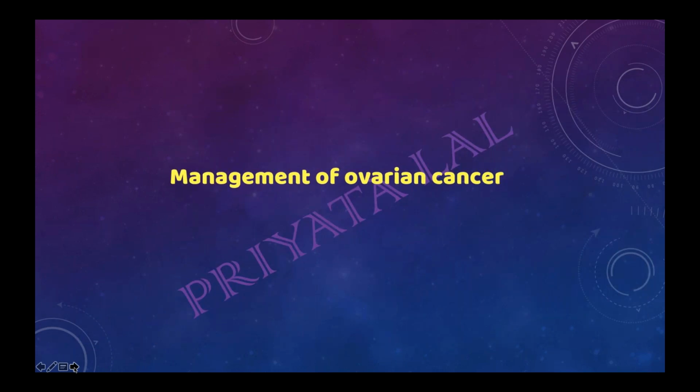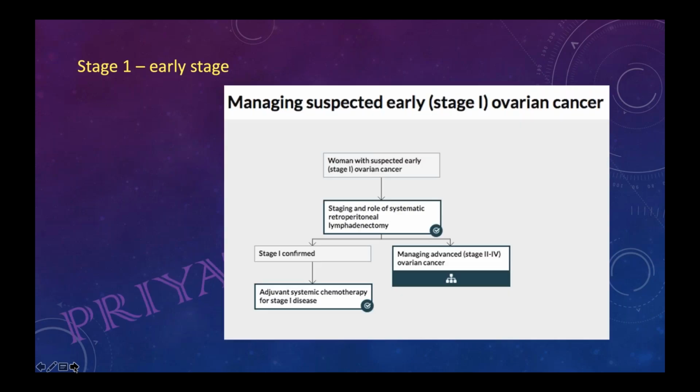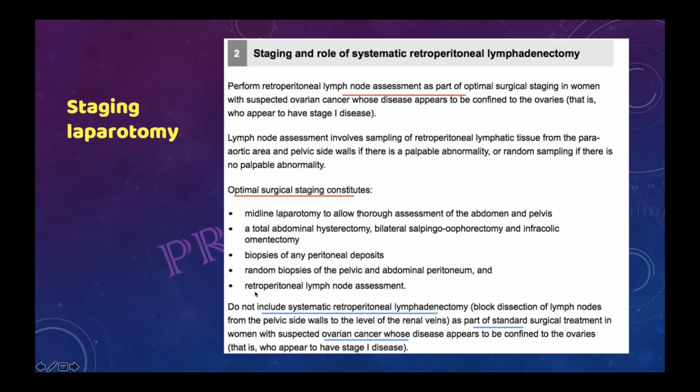Okay, so this was all about the referral pathway question that usually comes. Now how to manage them? Stage 1 is the early stage. So what is done in early stage? In early stage, the treatment usually done is staging laparotomy, which is surgical treatment. You will get questions from this part also, therefore I have put it here. So what is staging laparotomy? That is done for early stage.